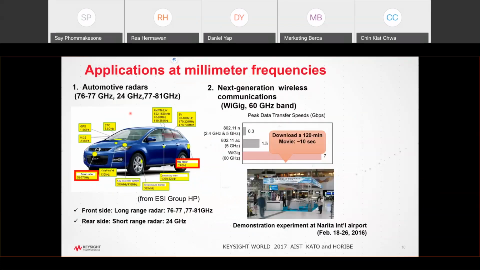So I'll quickly go over some of the automotive radar. As you know, in the front and the back of the car, there are some radars. In the front, long range radar uses this frequency range, really high frequency in millimeter wave, and the rear side uses lower frequency. Okay, and then we move higher, because we require more data processing. So 1 gigabit, 60 gigahertz band. That is equivalent to, using this area, if you download a 120 minute movie, it would take you roughly 10 seconds. Imagine that.